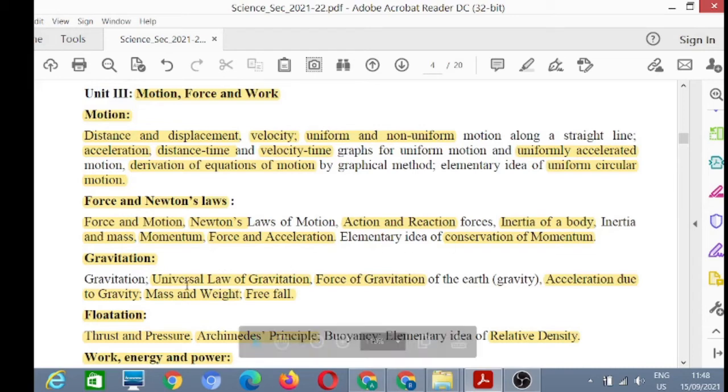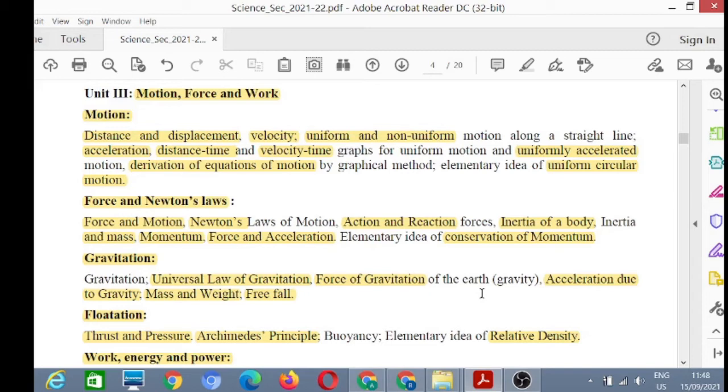Now next topic is gravitation. So here we will study gravitation, the universal law of gravitation. First topic is the universal law of gravitation, then force of gravitation. So as we can see, any object on the earth is attracted by the earth's surface towards its center. This is called gravitational force. So all this phenomenon is called gravitation.